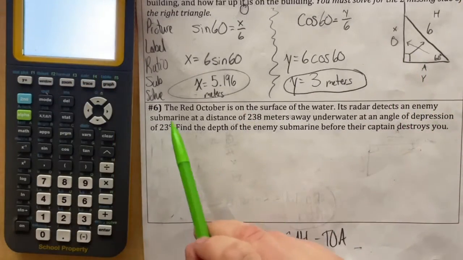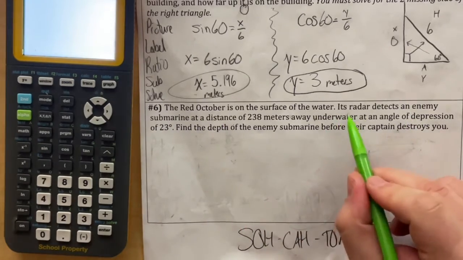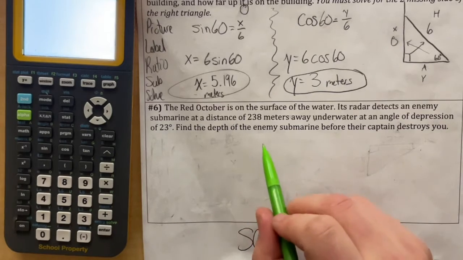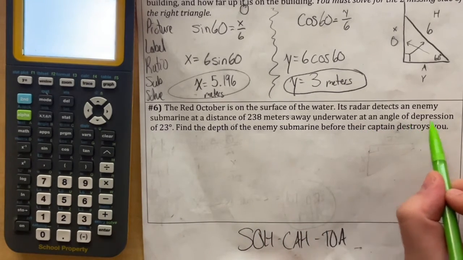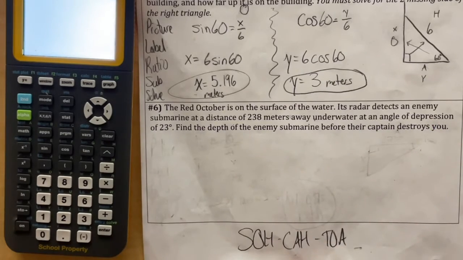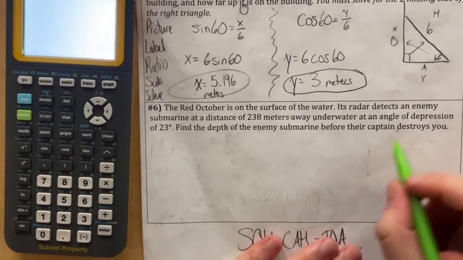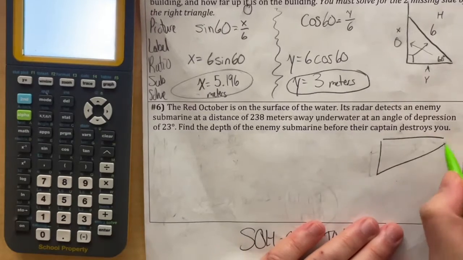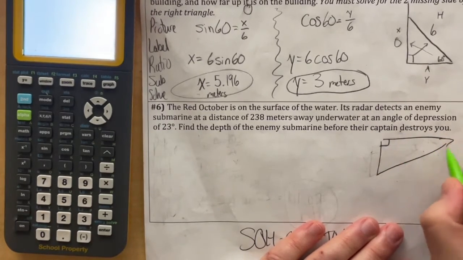And for that number 6, it reads: the Red October is on the surface of the water. Its radar detects an enemy submarine at a distance of 238 meters away underwater at an angle of depression of 23 degrees. Find the depth, meaning how low it is, of the enemy submarine before their captain destroys you. So you can draw a right triangle, something like this.